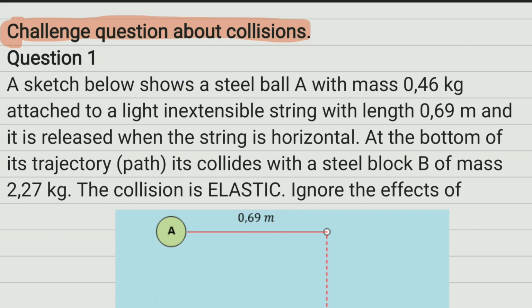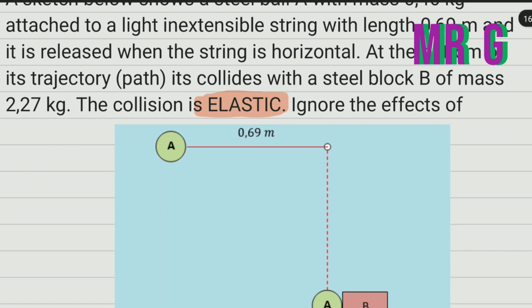Okay, now this question says the sketch below shows a steel ball A with a mass of 0.46 kilograms attached to a light inextensible string with length 0.69 meters, and it is released when the string is horizontal. At the bottom of the trajectory path, it collides with a steel block B of mass 2.27 kilograms. The collision is elastic. This is the most important part of this question. If you don't notice that the collision is elastic, you won't be able to answer the question. Ignore the effect of friction.